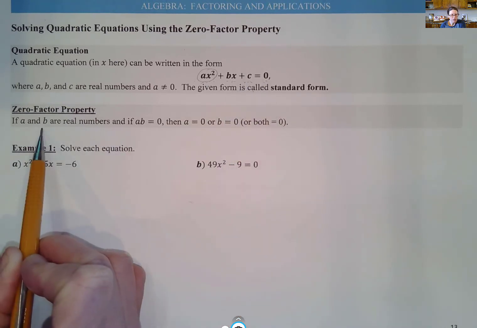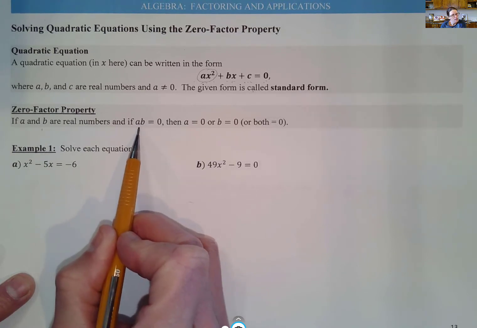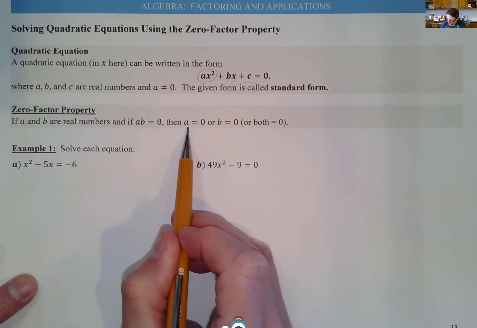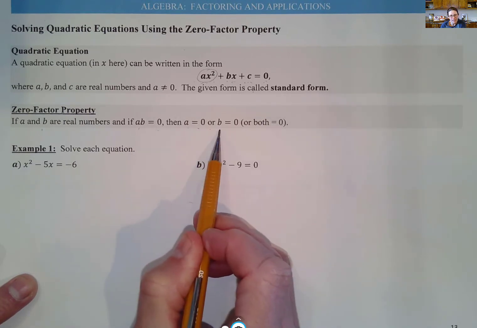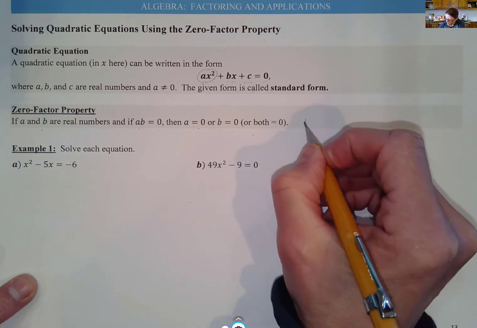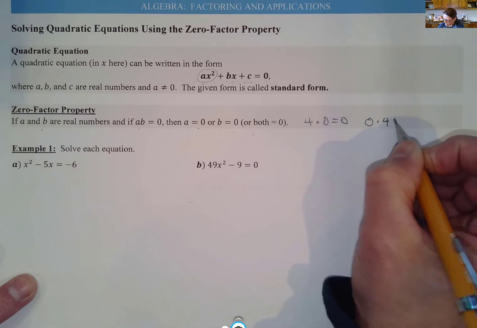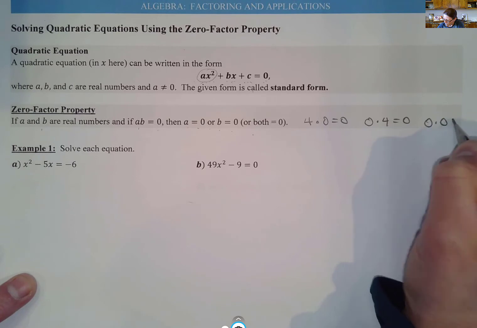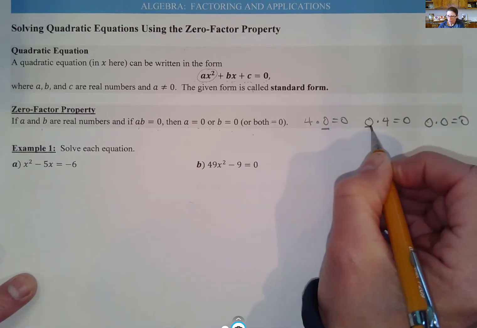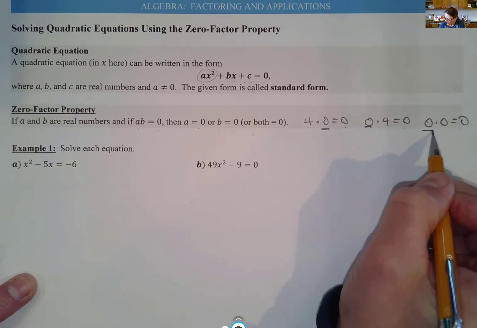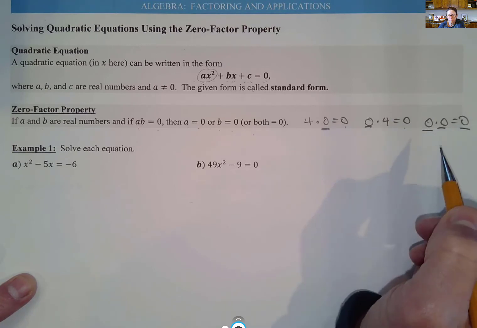The zero-factor property is really the only property that we need in order to solve these quadratic equations by factoring, and it's pretty straightforward. If the product of two factors is equal to 0, then the first factor a is equal to 0, or the second is equal to 0, or both. For example, 4 times 0 is 0, and 0 times 4 is 0, and 0 times 0 is 0. So it doesn't matter which factor is 0, our end result product is 0. And if both factors are 0, of course the product will be 0.